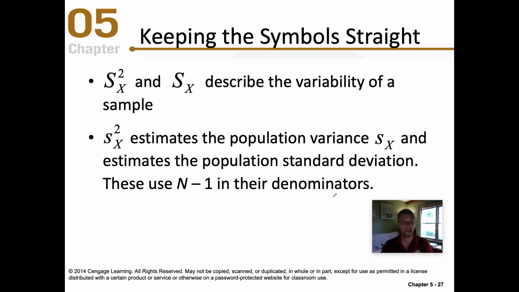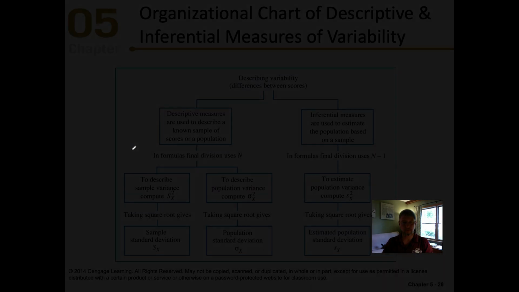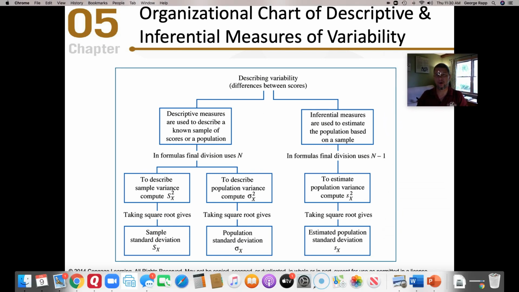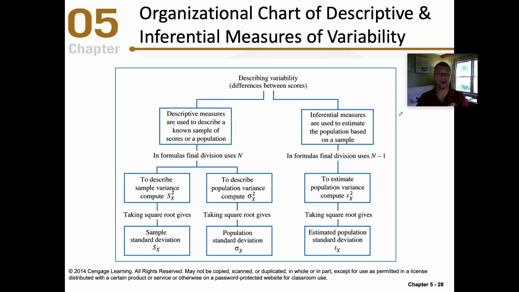All right. So these are the numbers that really become important. If I want to describe the sample, I use capital S. If I want to describe the population, I use lowercase s. And the lowercase s numbers are simply estimates of the population variance and the population standard deviation. So how do we figure all of this out? Well, let's have a look at an organizational chart of descriptive and inferential measures of variability.